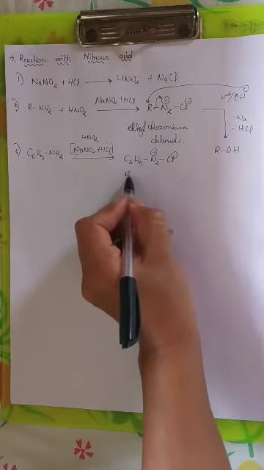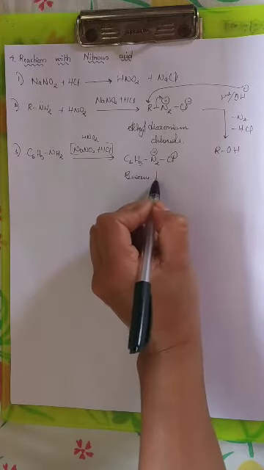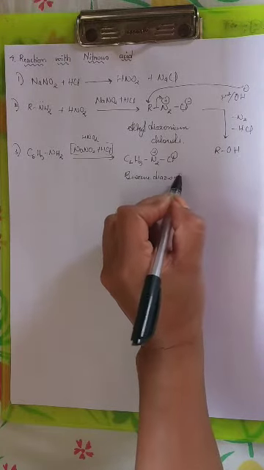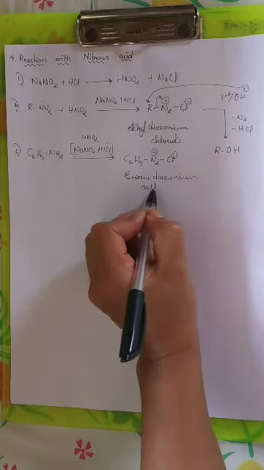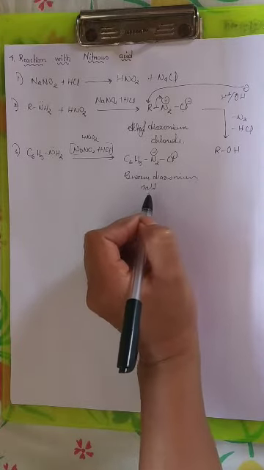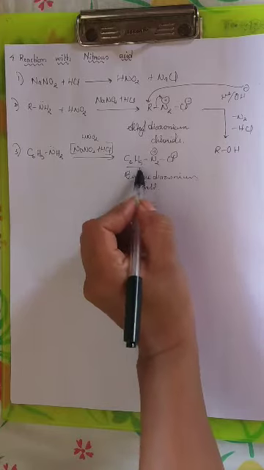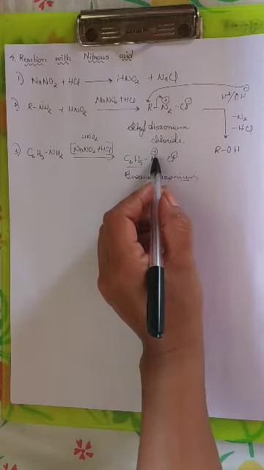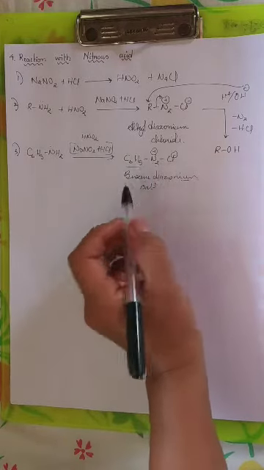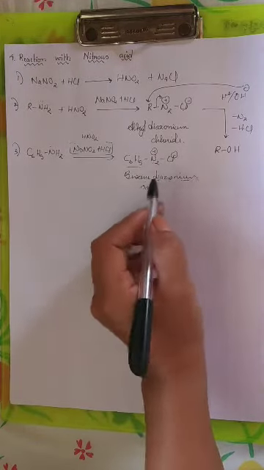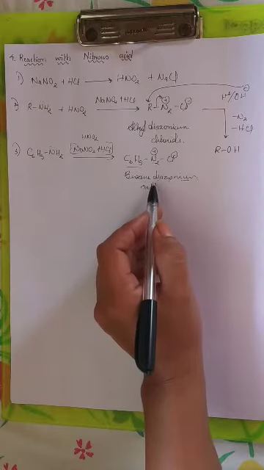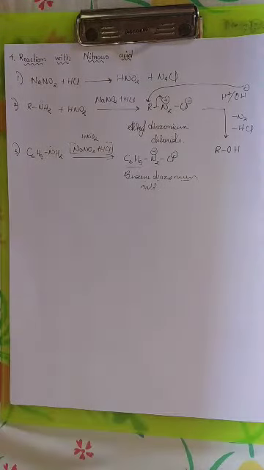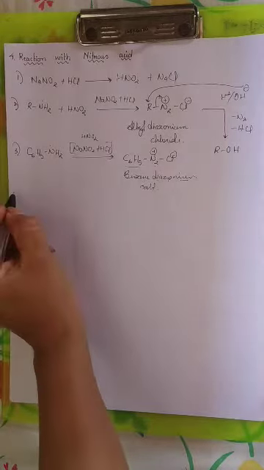This is benzene diazonium salt, or benzene diazonium chloride. Benzene is the benzene ring, diazo is two nitrogen atoms, diazonium is because of the positive charge, and then chloride, therefore this is known as benzene diazonium chloride. The reaction of amines with nitrous acid gives diazonium salts, and on hydrolysis these give the corresponding alcohols. Now let's check the mechanism.